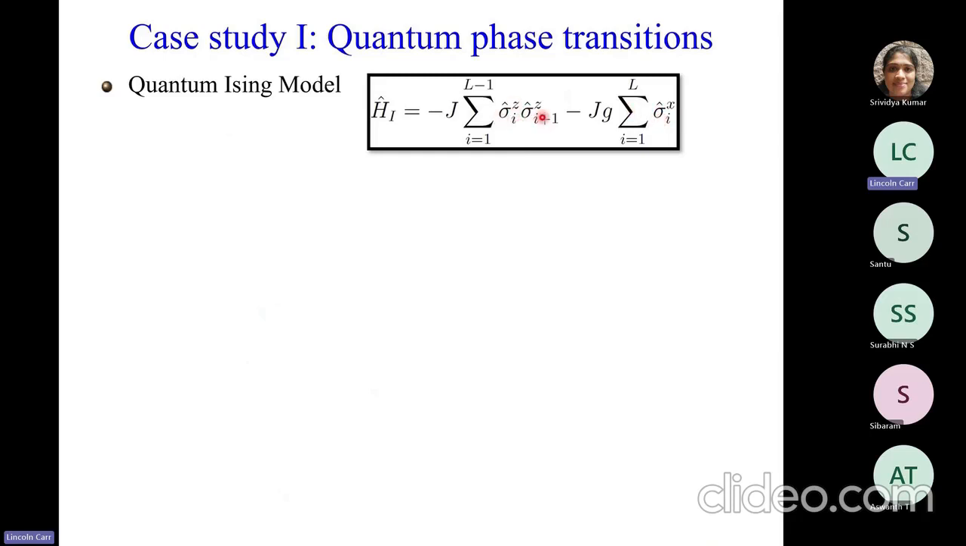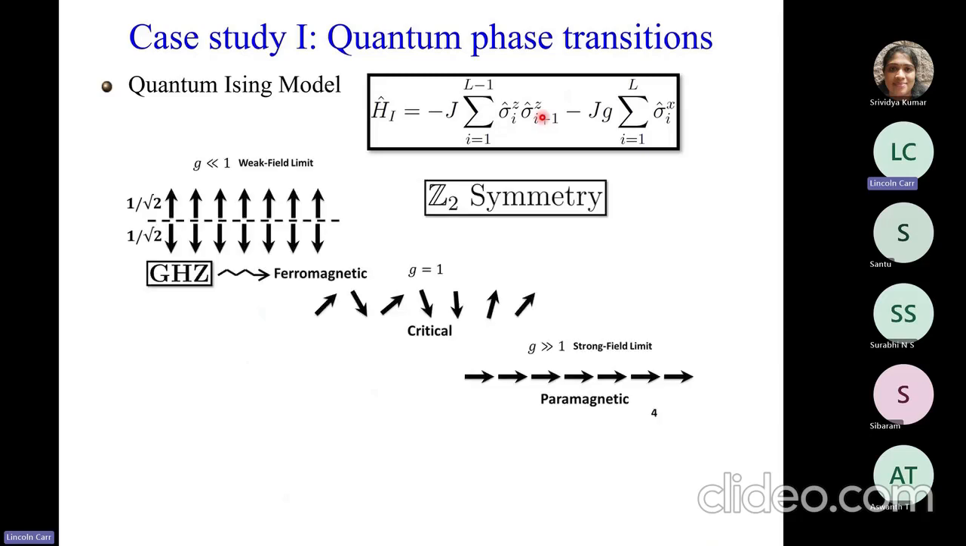If these two operators dominate, that's the weak field limit, then I get a GHZ state: all spin up plus all spin down, all zeros plus all ones. That kind of state won the Nobel Prize last year. Then at the critical point, you develop some kind of longer range correlations in the problem. And finally, in the strong field limit where this term dominates, all the spins go sideways.